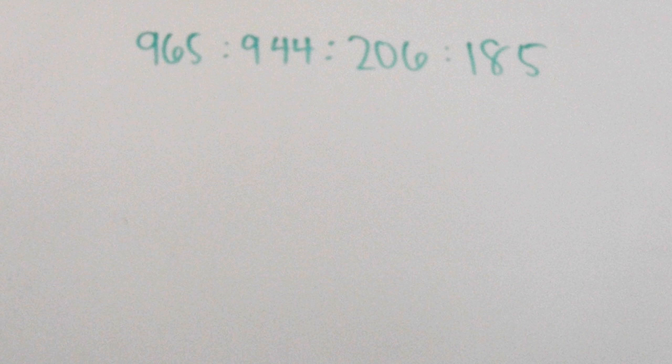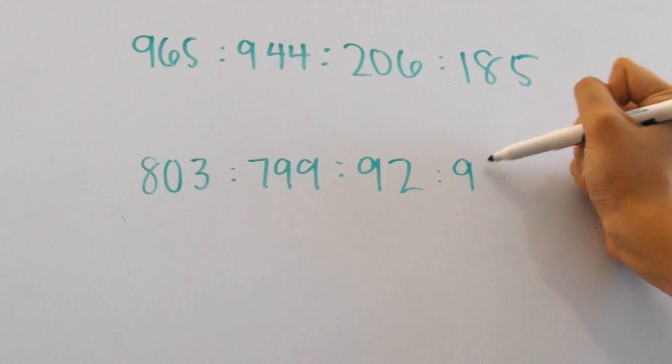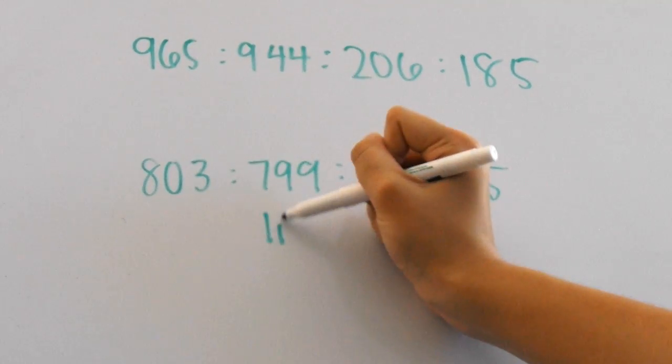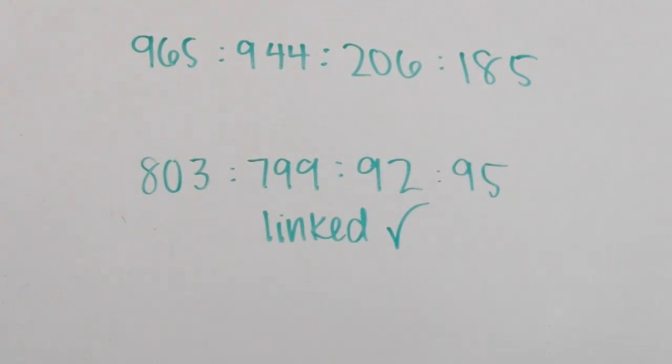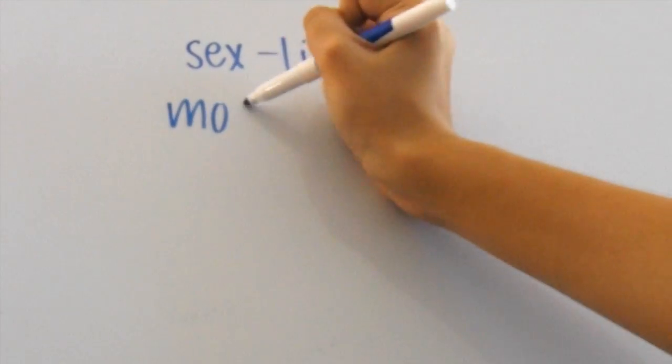Whenever you see numbers that are similar to the ratios of the results that we've seen here, like 803, 799, 92, and 95, you'll know immediately that the genes are linked. Just pay attention to the ratios and the numbers because a question like that was on my AP exam. Once I saw the numbers, I knew at once that they were linked genes. Now let's move on to sex-linked genes.